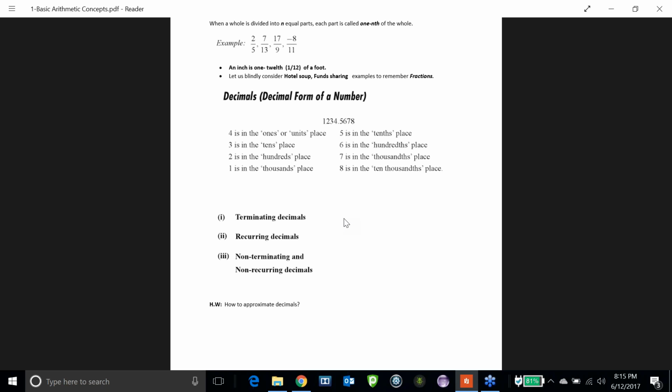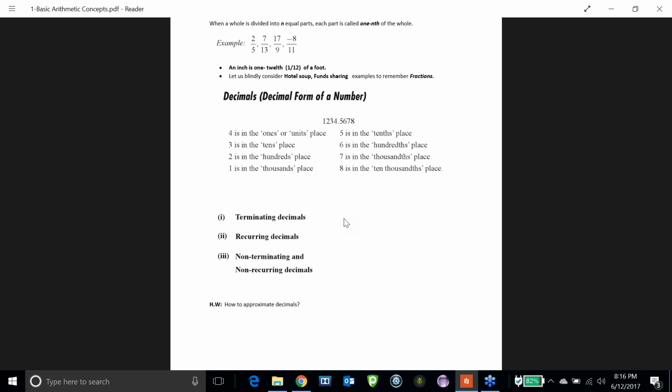Now coming to the recurring decimals. When you divide 1 by 3, it goes on like 0.33333, and so on. So they are recurring. Those kinds of decimals are called recurring decimals.